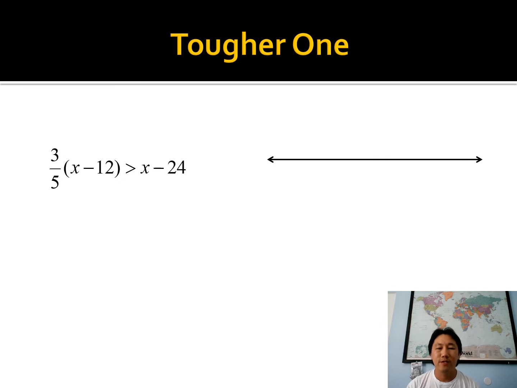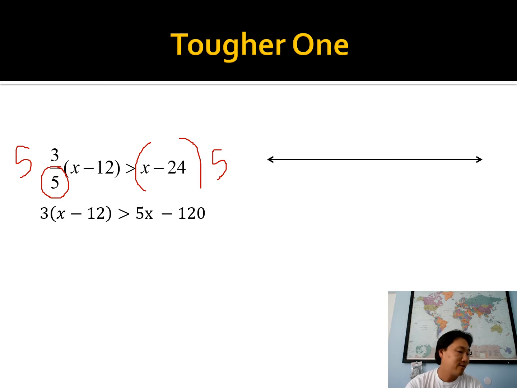Let's go ahead and do a slightly tougher one. This is only tough because there's a fraction in it. The easy way to do it is to get rid of the fraction by multiplying everything by 5. 5 to this side and 5 to the other side. When we do that, this 5 cancels out and you're left with 3 times the quantity of x minus 12, and then to distribute that 5 into this, you should get 5x minus 120. There you go. Now let's simplify.